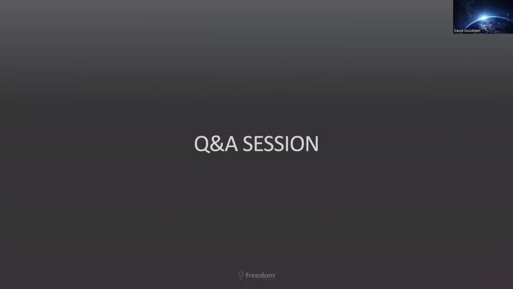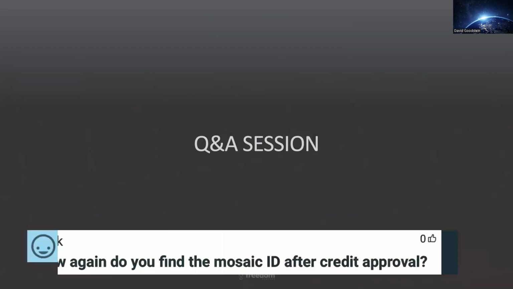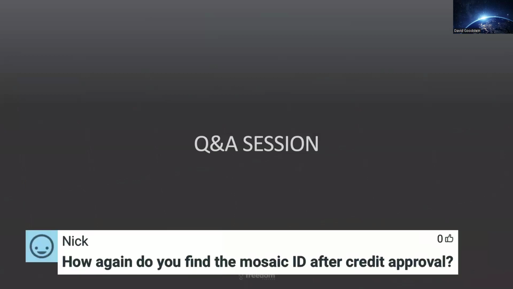Thanks, guys. And we have a question from Nick, and that is, how again do we find the Mosaic ID after credit approval? So if the credit application is approved in Aurora and you convert the project using Exit CRM, it's going to copy over and generate loan documents. If there's a reason where you need to grab the application ID from the Mosaic portal, you would go to Mosaic's portal at mosaic.com, log into their partner portal, and copy the application ID from there.